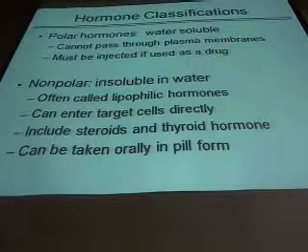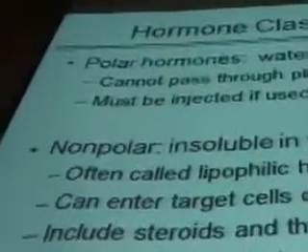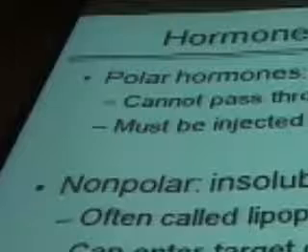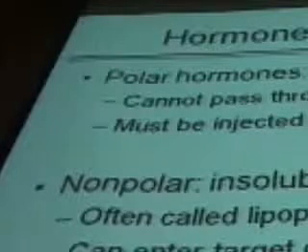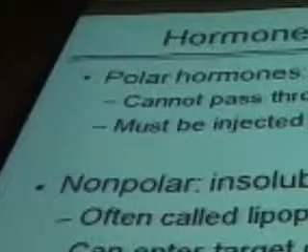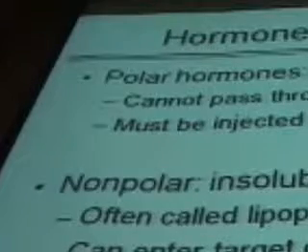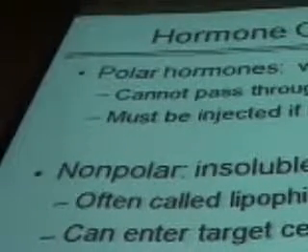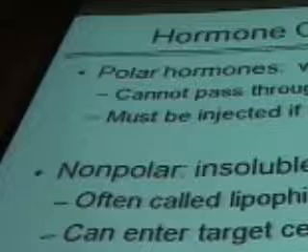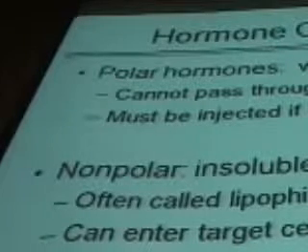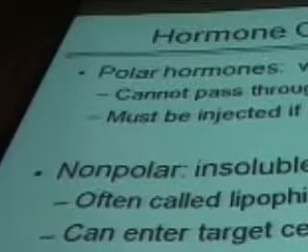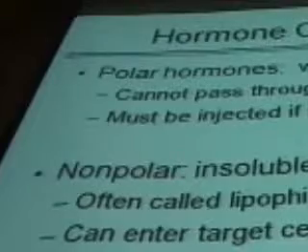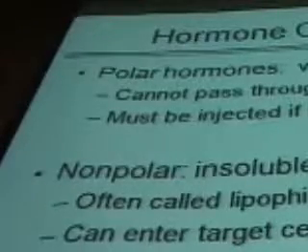Hormone classifications: polar, water soluble. Polar, like when we talked in chapter 1, polar molecules cannot go through cell membranes. They must be injected, or they bind, have receptors on the outer part of the membrane, activate a secondary messenger, something like that.